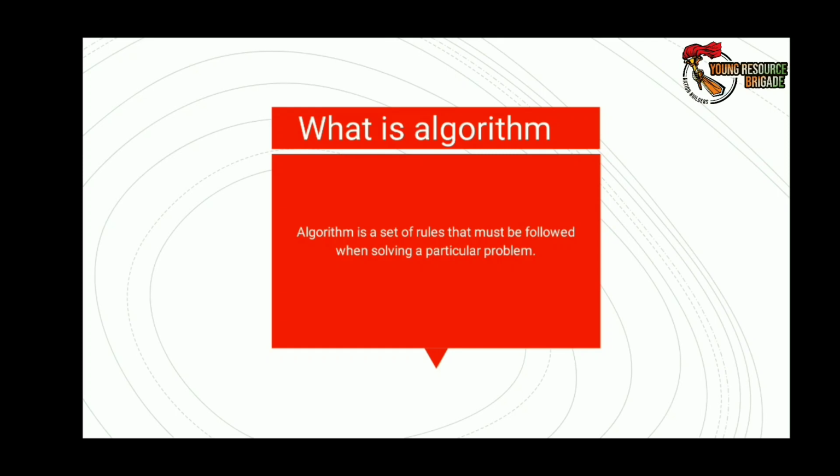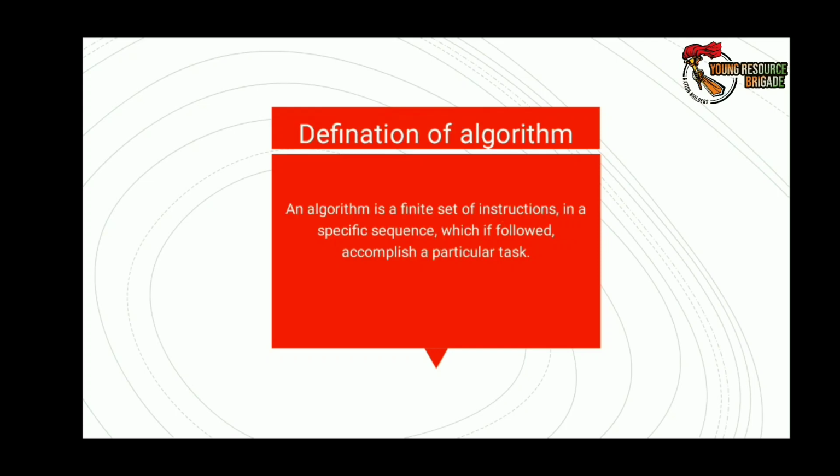And the definition we'll see next. Definition of algorithm. An algorithm is a finite set of instructions in a specific sequence which, if followed, accomplish a particular task.